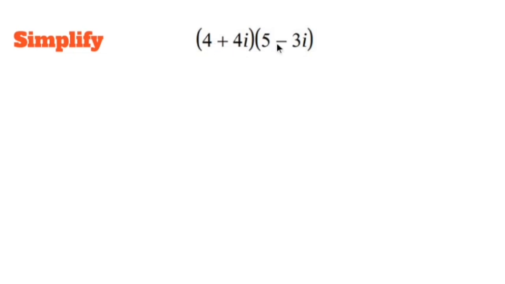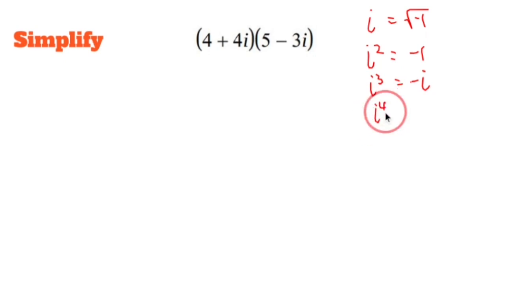Simplify 4 plus 4i times 5 minus 3i, FOIL, and imaginary numbers. I love imaginary numbers. You know that the imaginary number i is the square root of negative 1. But there's also some repetition going on here. i squared means I would be allowed to square a square root, which just gets me negative 1. i to the third, if I ever come to that, would be negative 1 times i, so negative i. And i to the fourth would be this guy to the fourth power, which is 1.